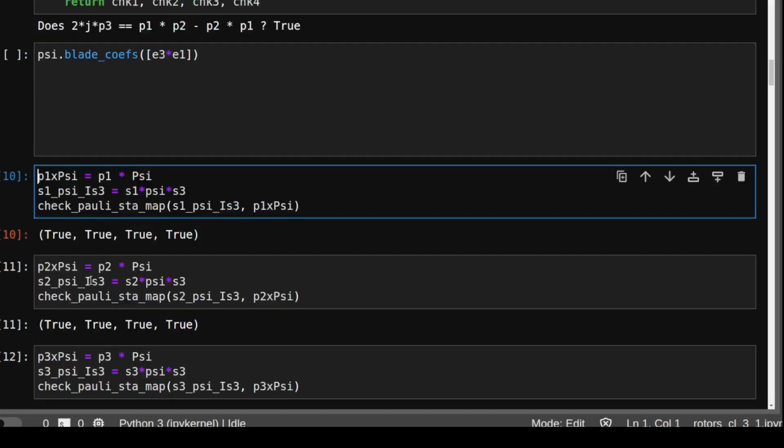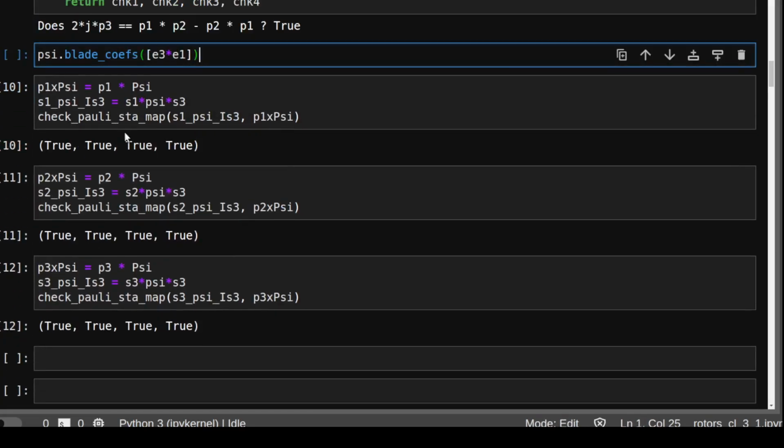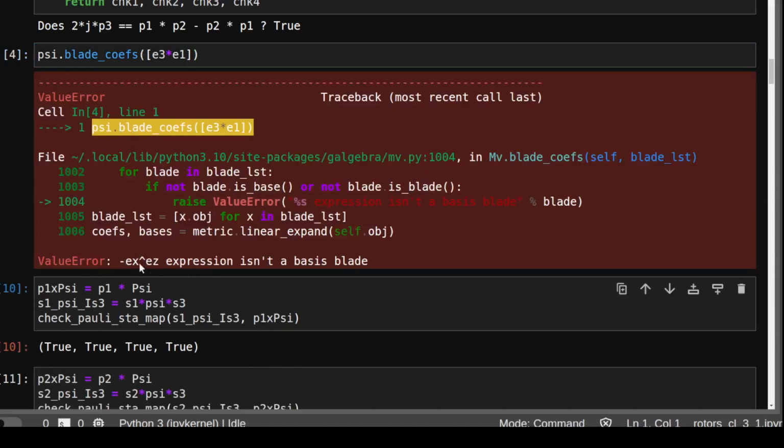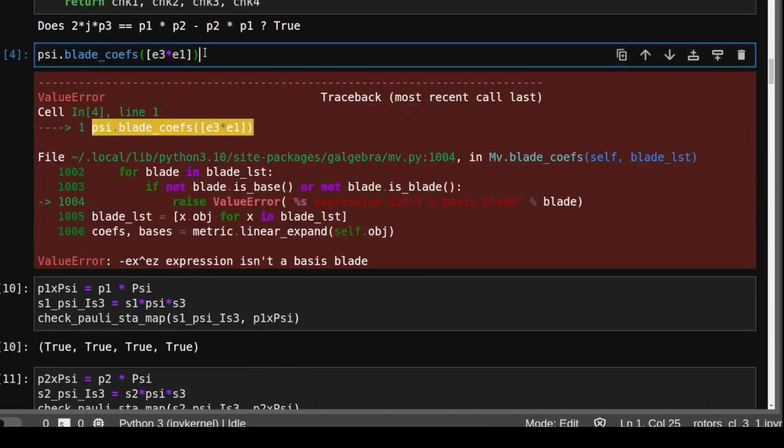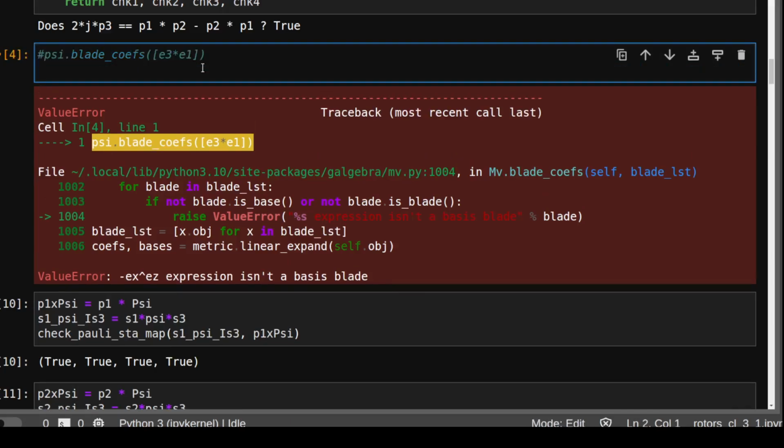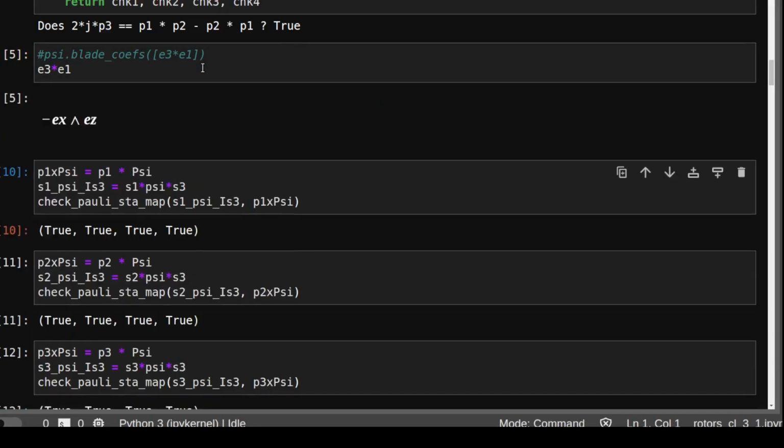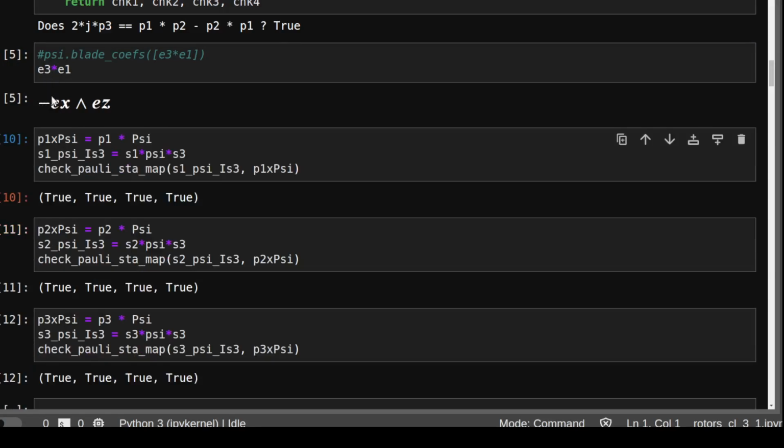Okay. If I run that, I get an error. It's got a negative sign, so it interpreted E3 E1 as a negative. It's doing some sort of negative thing here. So the order of it isn't cyclic. I think the cyclic order should be EZ EX.